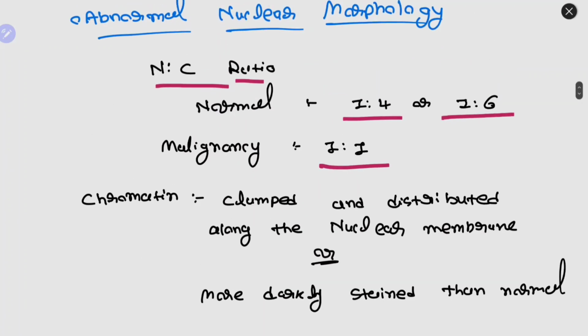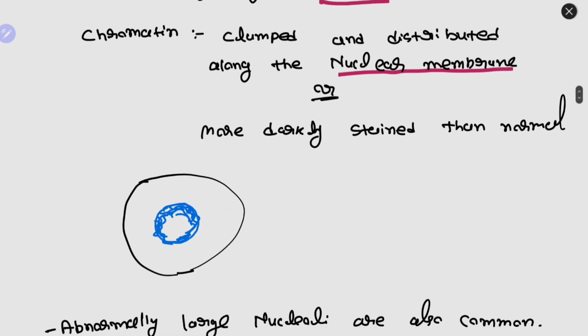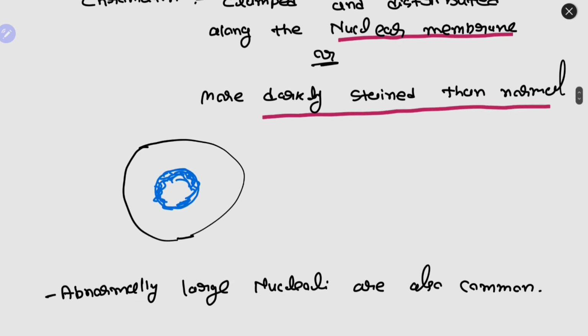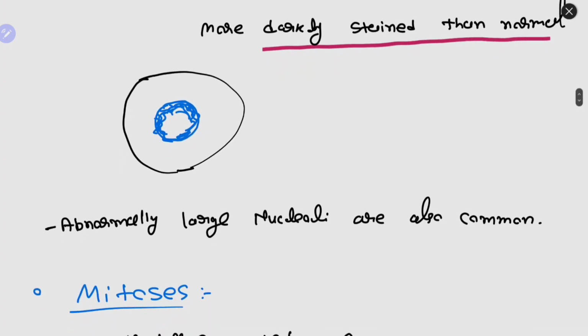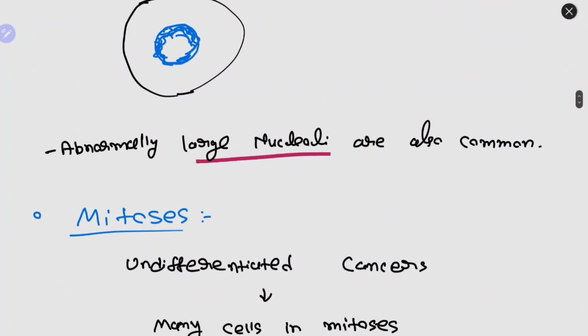Another thing we can see about nuclear morphology is the chromatin. The chromatin will be clumped and distributed along the nuclear membrane, as I have drawn in this diagram to show you guys. Or it could also be more darkly stained than normal. Yes, the possibility is that it would be more darkly stained, as there is more DNA material there. Large nucleoli could also be seen in this type of tumor cells.